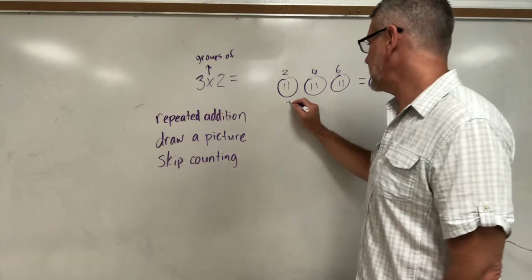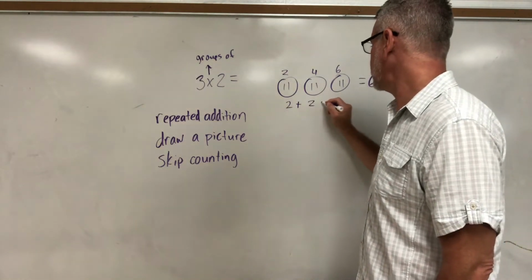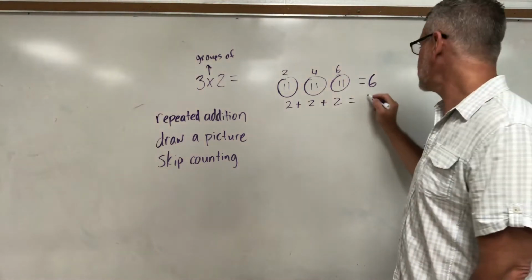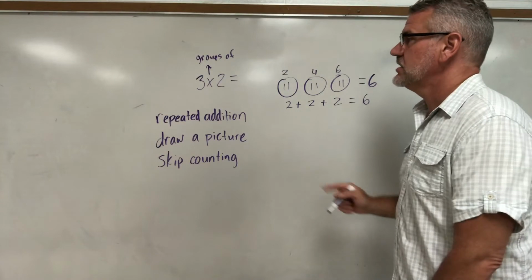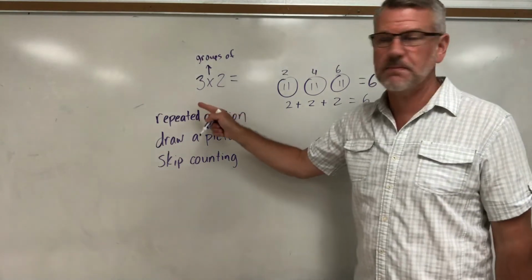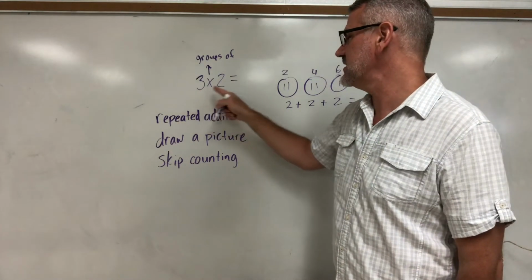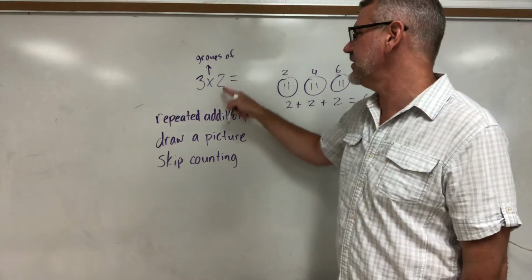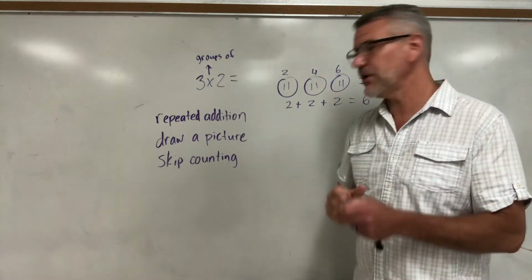Or we could do repeated addition, 2 plus 2 plus 2. 2 plus 2 is 4, plus another 2 is 6. So remember with multiplication, this tells you how many groups, this tells you how much is in each group. And read it as 3 groups of 2. That'll help you with that.